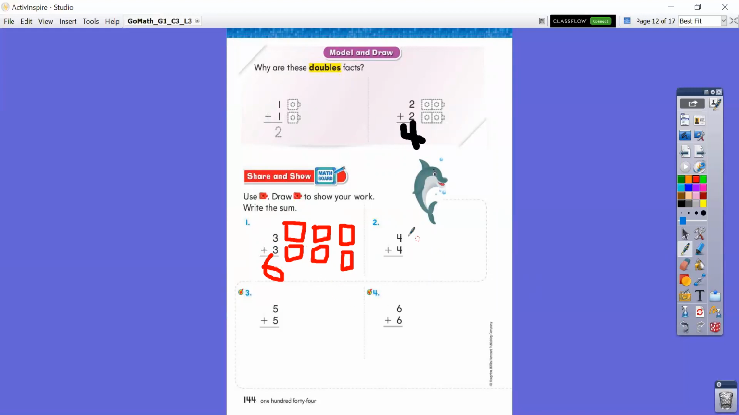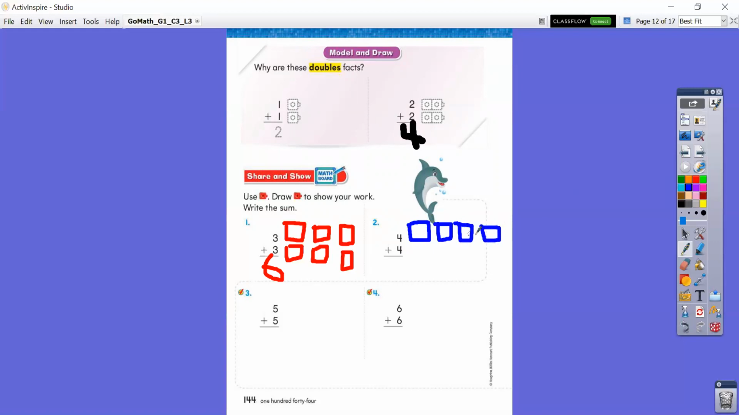Let's go over to our next one. We did 3 plus 3. Now we're going to do 4 plus 4. Again, we're just going to go ahead and draw. Let's make a different color. We're going to draw 4 for the top. We make 1, 2, 3, 4. There's my top number.